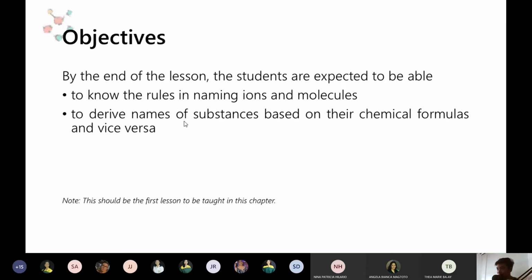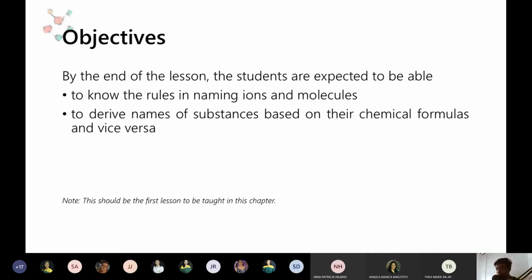So, this is our first objective, to be able to identify the rules. And if alam nyo na yung rules, edi okay yon. And to derive the names of substances based on their chemical formula and vice versa. This activity will be left for you to practice naman: the naming of substances based on formulas, or identifying formulas based on the names. I will give just a few brief examples.